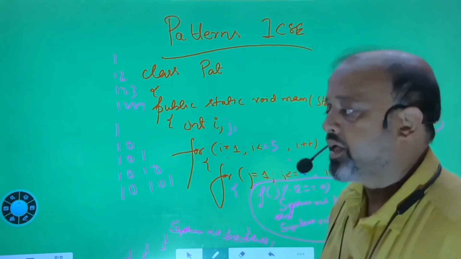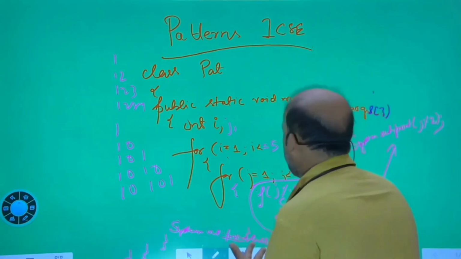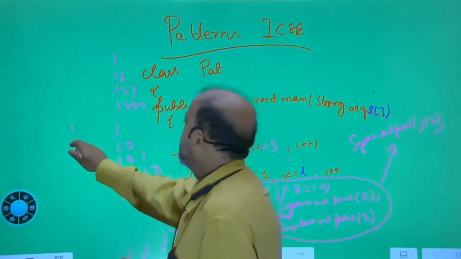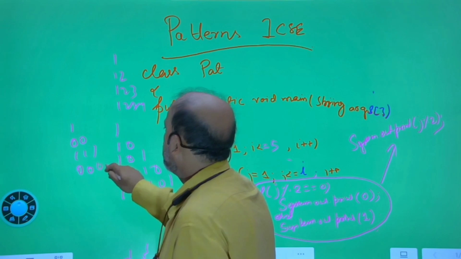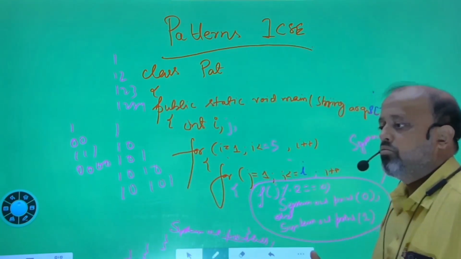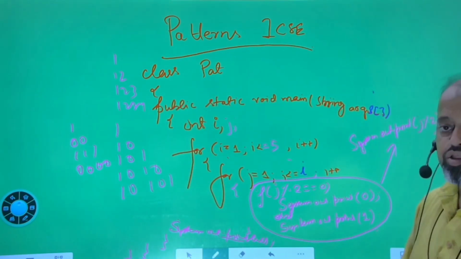Now variations can come, I have given j mod 2 like this, you can have a question like this also. So you need to check or change your logic.